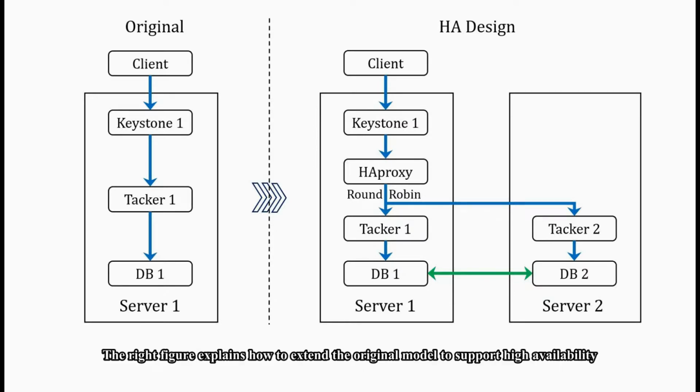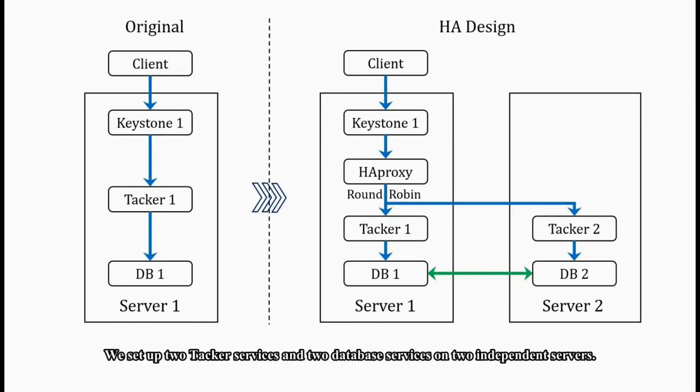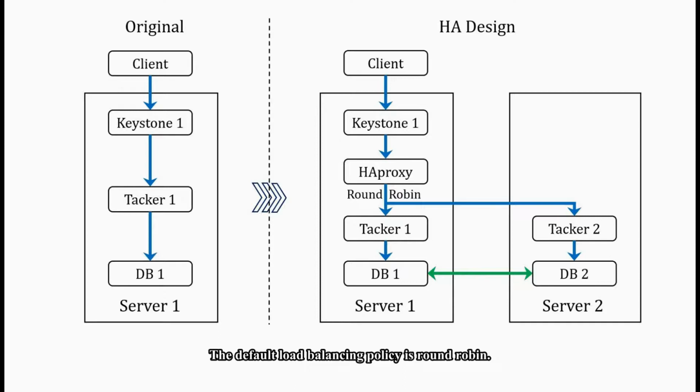The right figure explains how to extend the original model to support high availability by using an active-active configuration. We set up two Tacker services and two database services on two independent servers. Behind Keystone, we use HA proxy as a load balancer to distribute incoming requests to the two Tacker servers. The default load balancing policy is round-robin. At the same time, the two databases are using master-master replication.